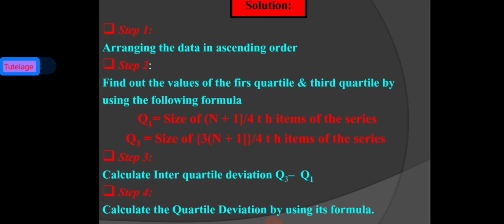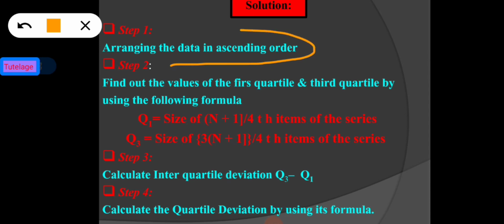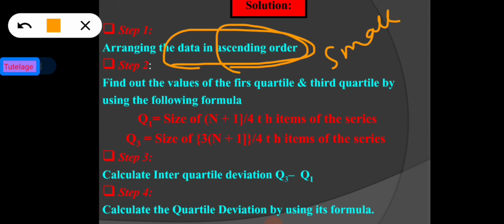Step 1 is arranging the data in ascending order. First we have to know what is meant by ascending order. Ascending means you have to arrange all the numbers in the series from small to large, from small number to big number. Clear?